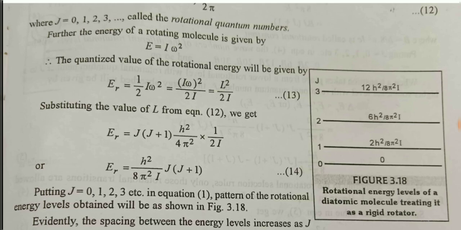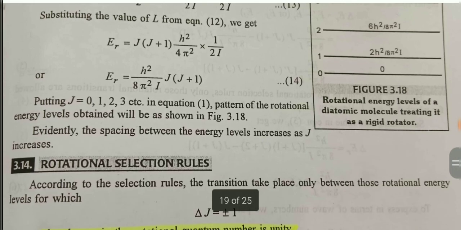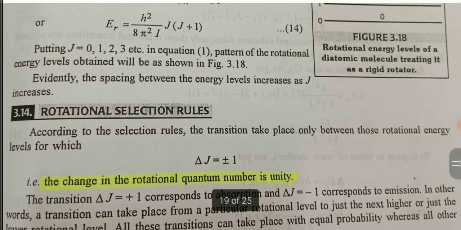Substituting the value of L from equation 12, we get ER equals j into j plus 1 into h square upon 4 pi square into 1 upon 2I. Or ER equals h square upon 8 pi square I into j into j plus 1. Putting j equals 0, 1, 2, 3, etc. in equation 1, the pattern of rotational energy levels obtained will be as shown in figure 3.18. Evidently, the spacing between the energy levels increases as j increases.